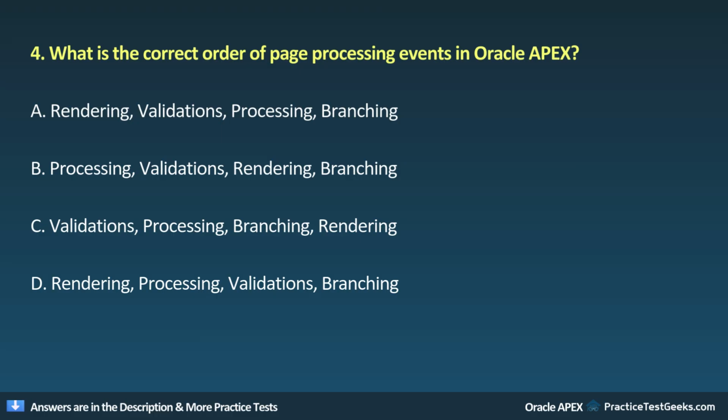4. What is the correct order of page processing events in Oracle Apex? A. Rendering, validations, processing, branching. B. Processing, validations, rendering, branching. C. Validations, processing, branching, rendering. D. Rendering, processing, validations, branching.